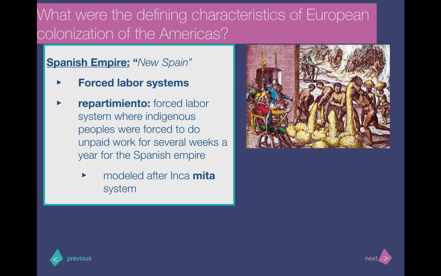It was called repartimiento, which was a forced labor system where the native peoples, or the indigenous peoples, were forced to do unpaid work for several weeks a year for the Spanish Empire. And this may sound familiar to you because this was modeled after the Inca mita system. So they've taken over these people and they're now utilizing their own concept of labor to benefit themselves. So this is really why colonization really is another name for this conquest here and this progressive enslavement of the groups of people.